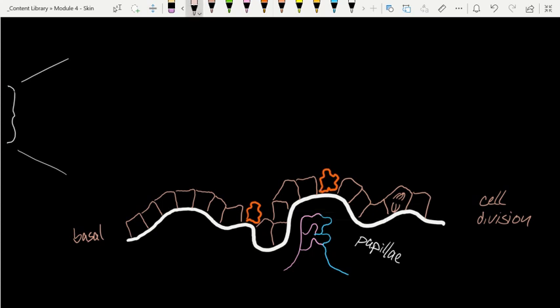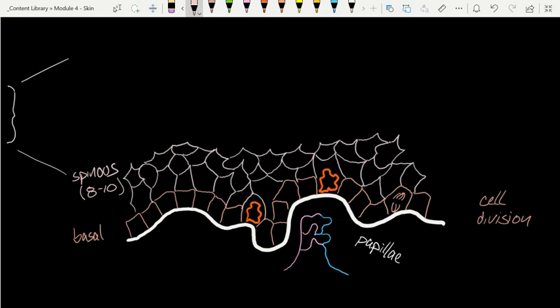All right, the next layer is going to be the spinous layer, stratum spinosum. This will be 8 to 10 cell layers thick. We'll draw a few layers. This is the result of the cell division that's happening in the basal layer. And of course, the name spinous comes from their overall shape.